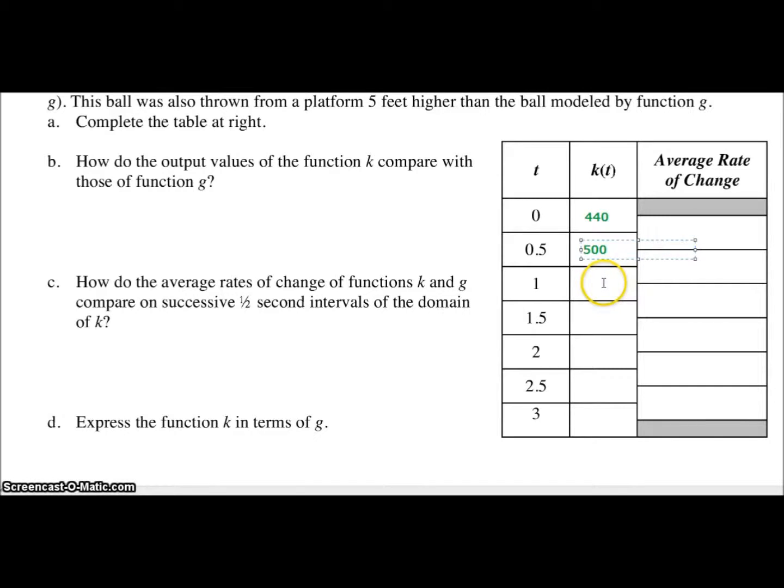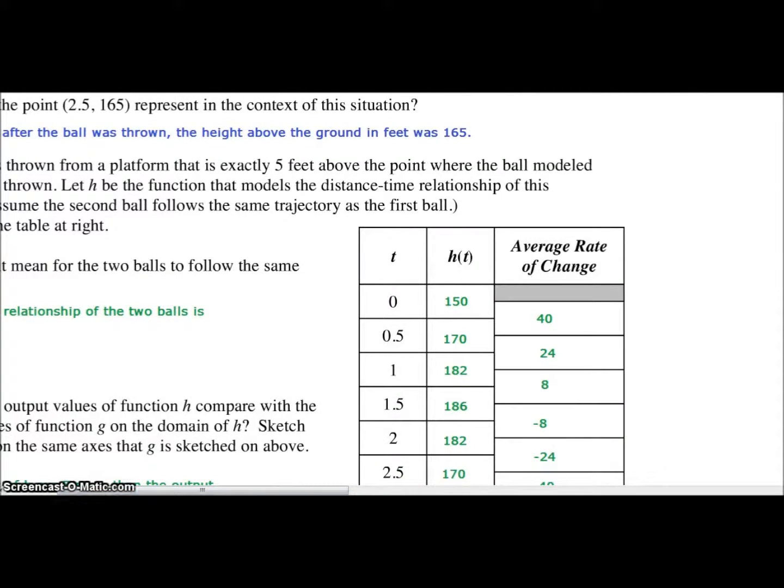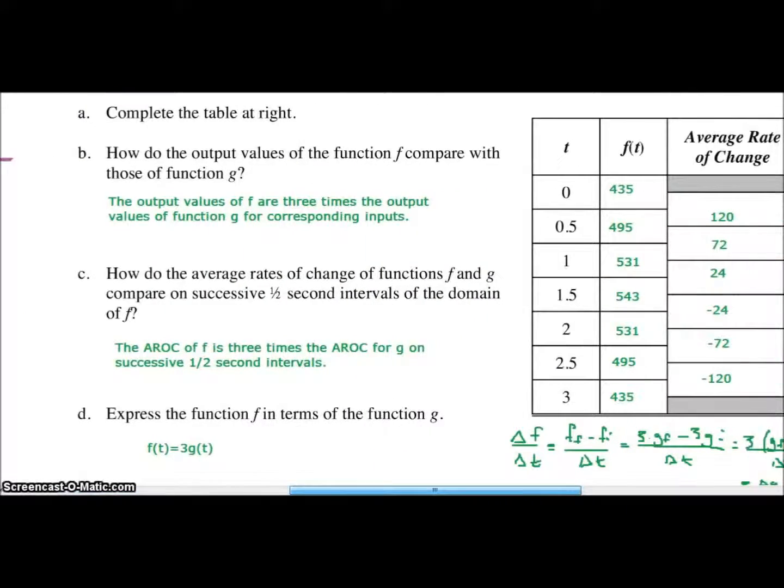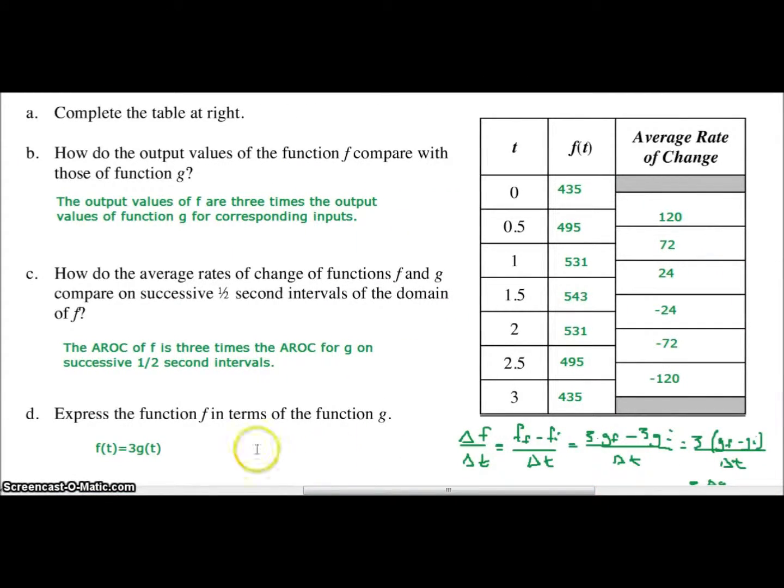Okay, I'm going to fill in this. The average rate of change is the change in output over the change in input. So 60 over a half is 120. And I'll go ahead and fill this. Let's see, does that one match anything else we've done so far? It matches the previous one where we were multiplying 3 times g of t.